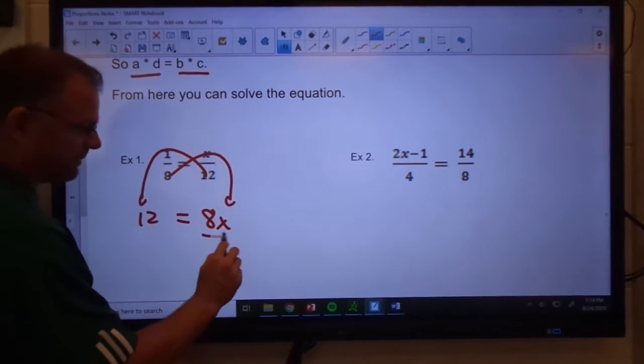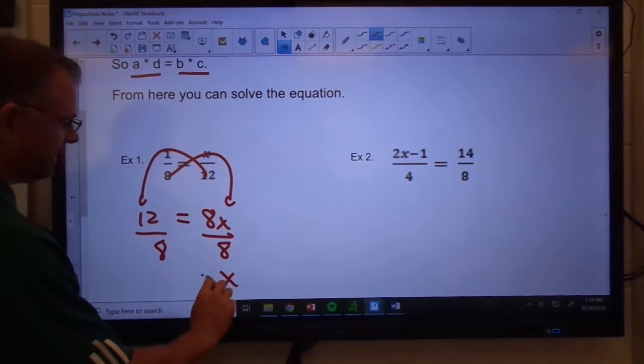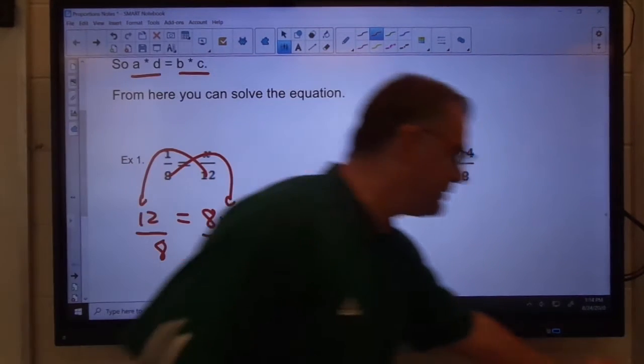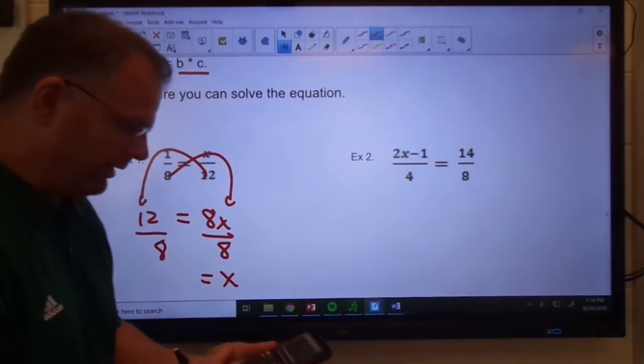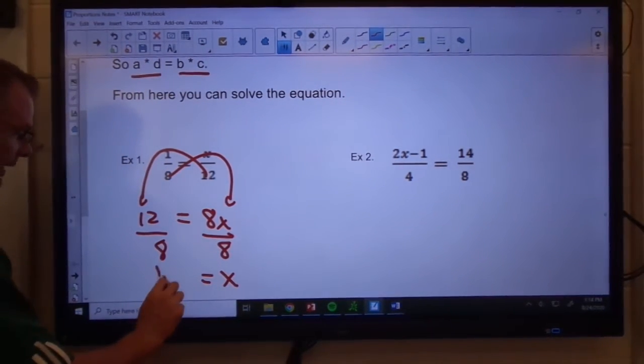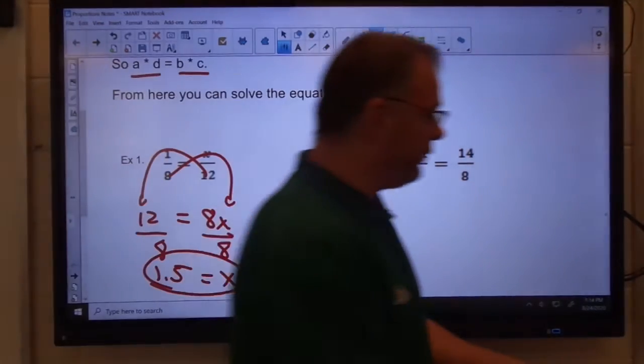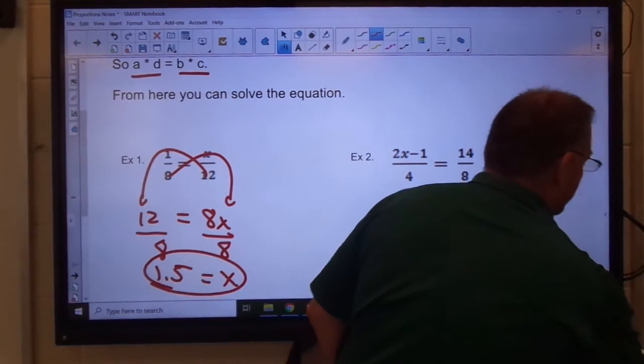Now we can just get x by itself, dividing both sides by 8. So x is equal to whatever 12 divided by 8 is. 12 divided by 8, and we get 1.5. Simple. And this is really useful with a problem like this.